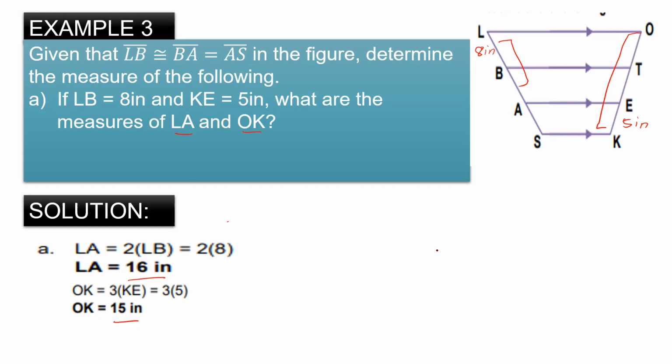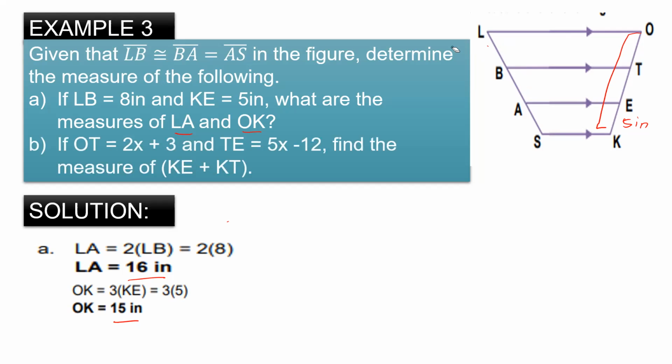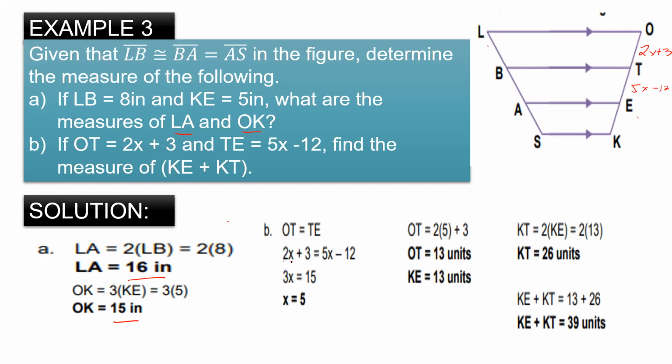Okay, next. For letter B, if OT is equal to 2x plus 3 and TE is equal to 5x minus 12, find the measure of KT, or I'm sorry, KE plus KT. Okay, so here's the given: OT is 2x plus 3, and TE is 5x minus 12. So using a theorem, we can say that OT is congruent with TE. So we can equate it. So we have 2x plus 3 is equal to 5x minus 12.